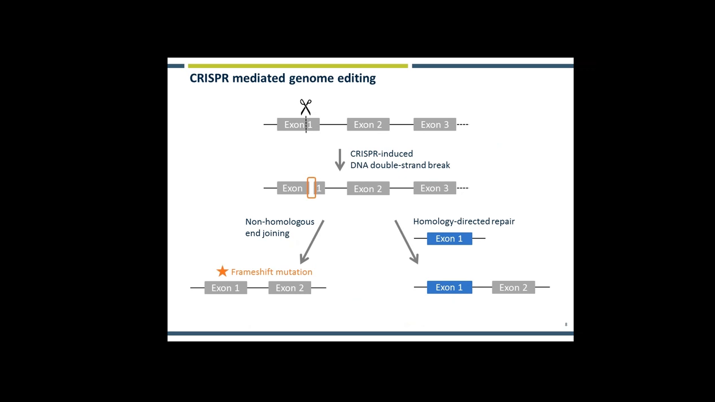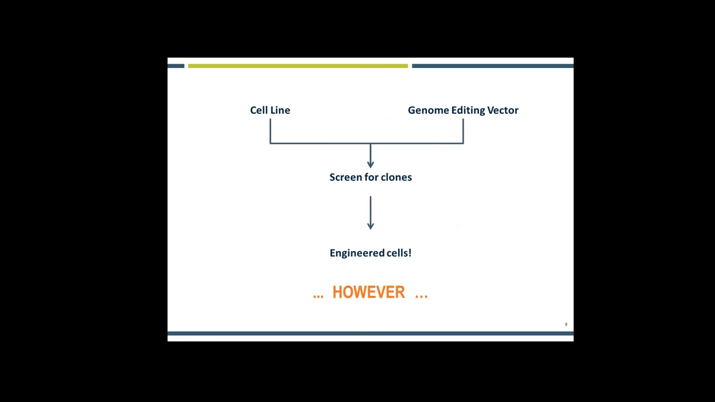So, for example, if you want to make a knockout, you can target it to the coding sequence of a gene, and rely on repair of the double strand break it introduces by error-prone non-homologous end joining to introduce frame shift mutations. Or if you introduce that double strand break in the presence of a homologous donor sequence, then in some cases you'll get repair via homology-directed repair. And in this way, you can introduce exogenous sequence.